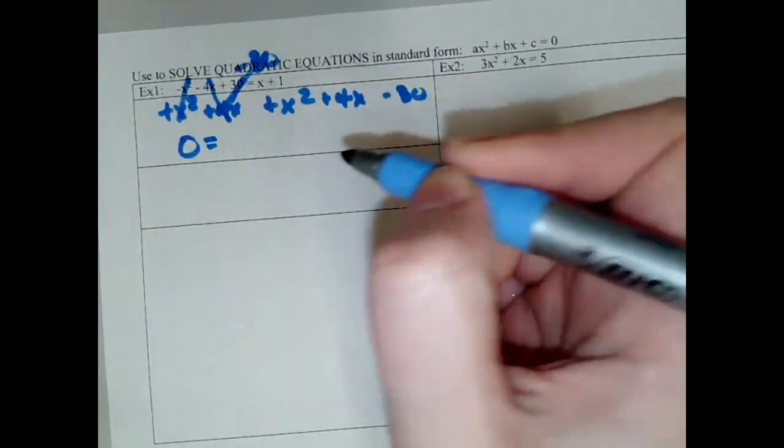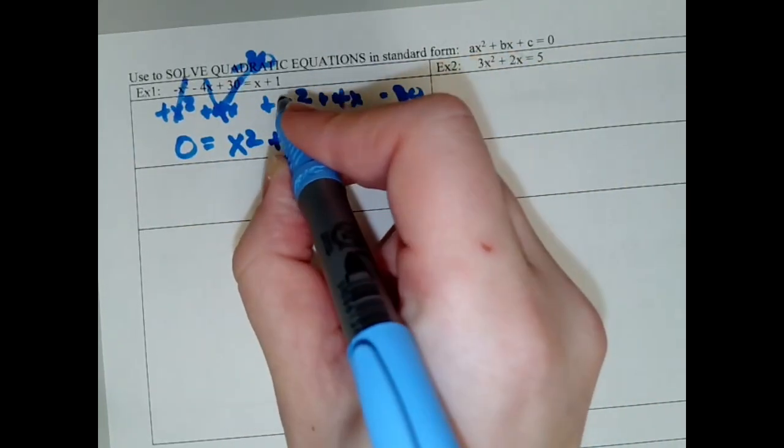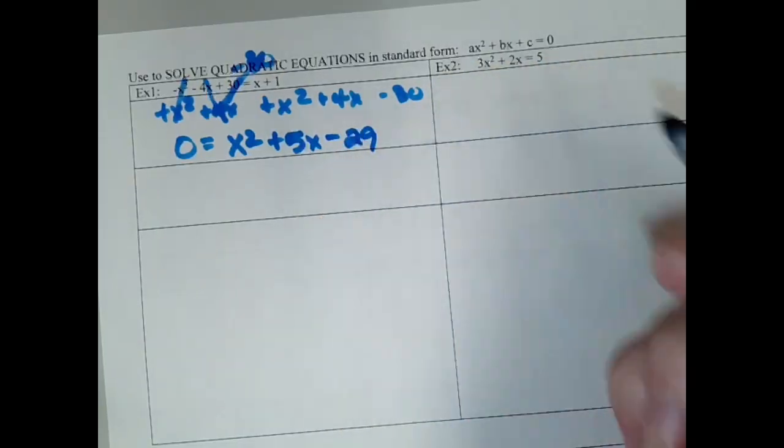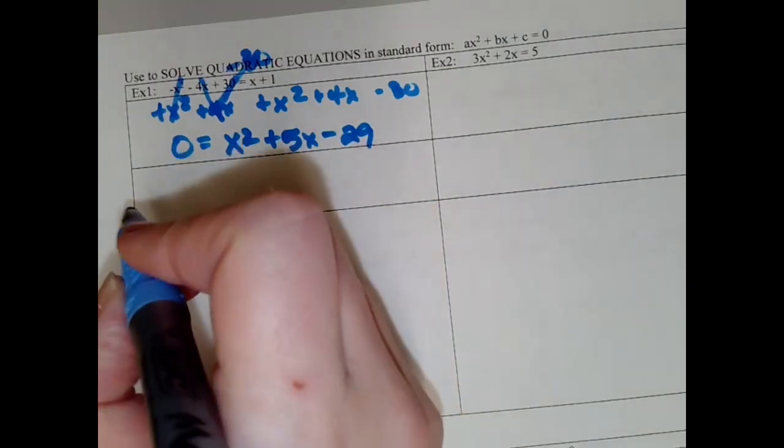I get 0 equals x squared. Combining like terms, 1 plus 4 is 5x. And then 1 minus 30 is negative 29. You don't have to have a positive leading coefficient with quadratic formula. It's just a personal preference.